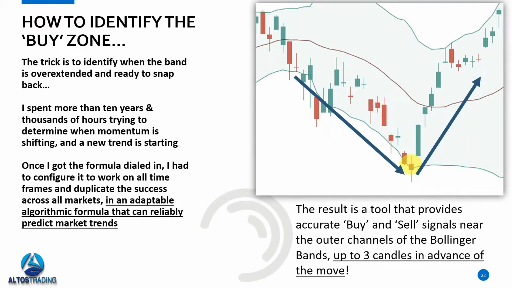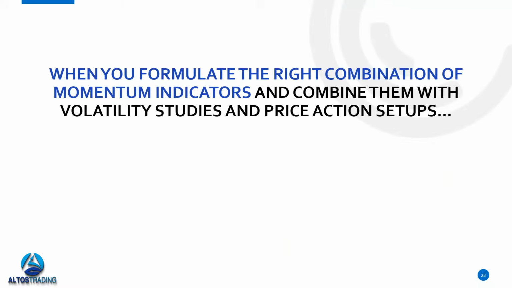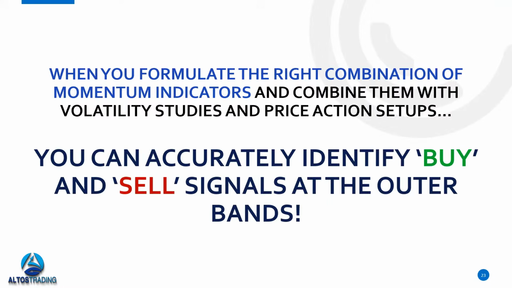So the result is a tool that provides accurate buy and sell signals near the outer channels of the Bollinger Bands up to 3 candles in advance of the move. So I wanted something that gave me some degree of advanced notice. That means if I'm applying this methodology to, let's say, a daily chart, I would have up to 3 days of advanced notice. So if there's a buy signal, it's going to give me a forecasted entry price up to 3 days in advance. And I found that when you formulate the right combination of momentum studies, volatility studies, price action setups, you can accurately identify buy and sell signals near the outer bands. And it was remarkably powerful and accurate.